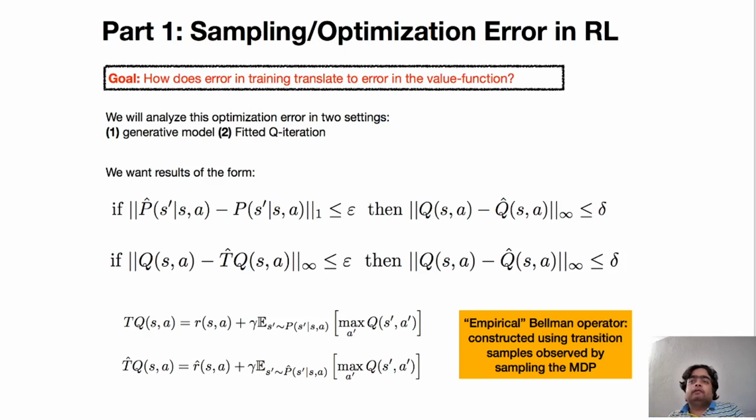So our goal is to come up with results of this form, and most of our analysis will really talk about, given an epsilon, a notion of training error, because you can fit p hat against p, or you can fit Q against T hat Q, what does delta really look like in terms of epsilon? And then we'll talk about whether delta is much larger than epsilon, or is a constant multiplier of epsilon, etc. That's the analysis we are aiming for.